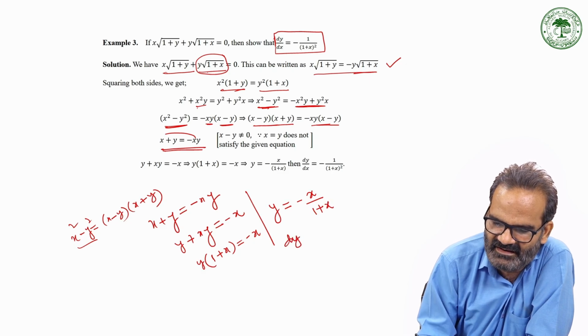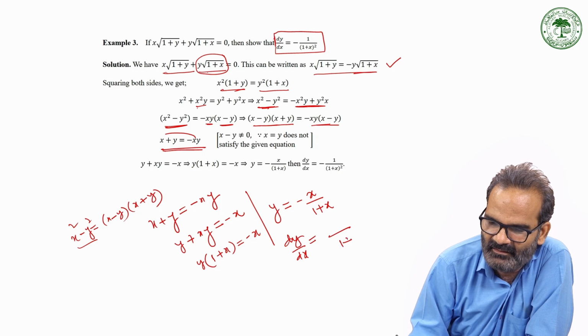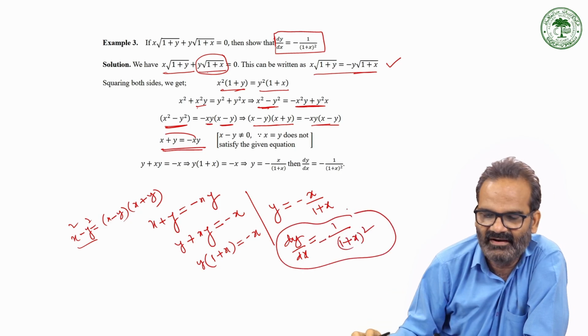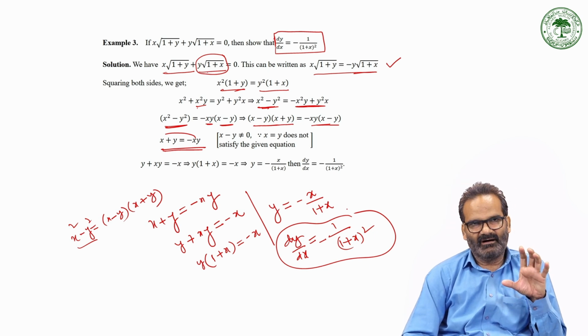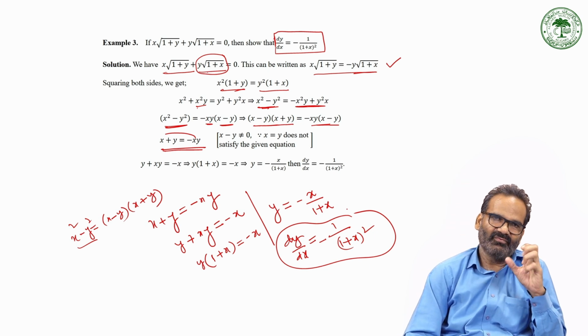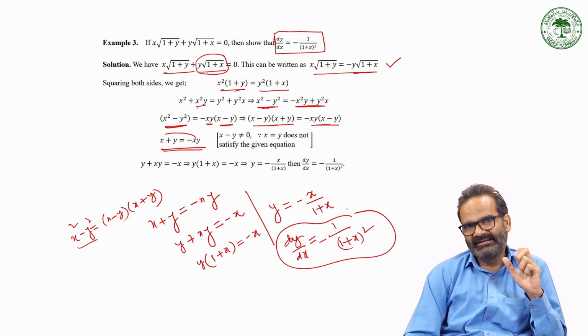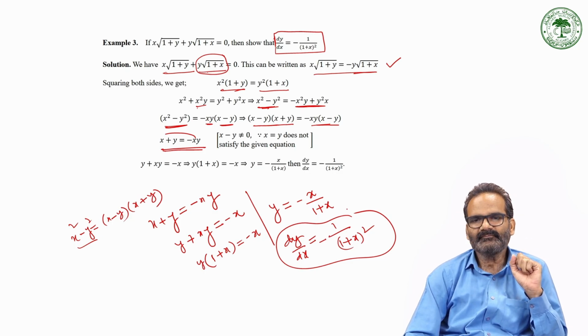Now find out its derivative using the quotient rule. You will get minus 1 upon (1 plus x) power 2. This is how you can find its derivative. So this is all about our process of finding the derivative of any implicit function.